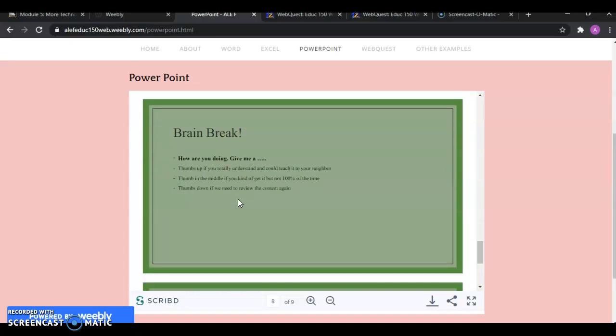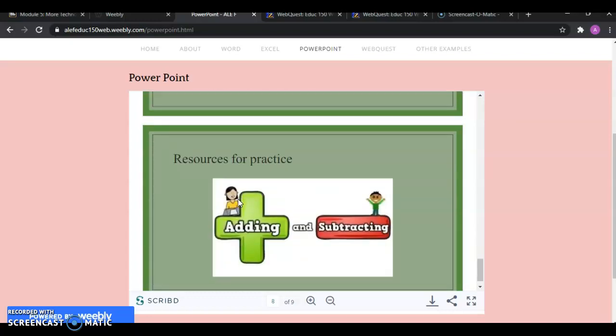A quick brain break, I want to know where they're at. If they get it, thumbs up. If they don't, thumbs down. If they kind of get it, thumbs in the middle. And then a short video that we would watch about adding and subtracting.